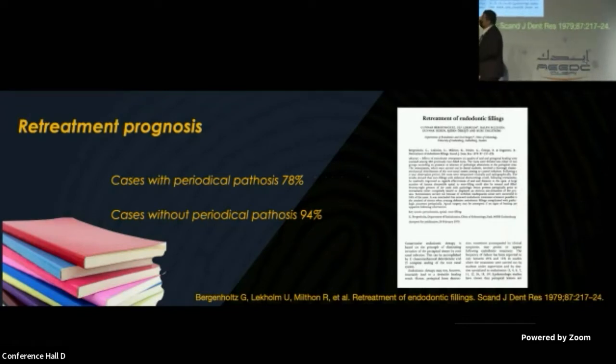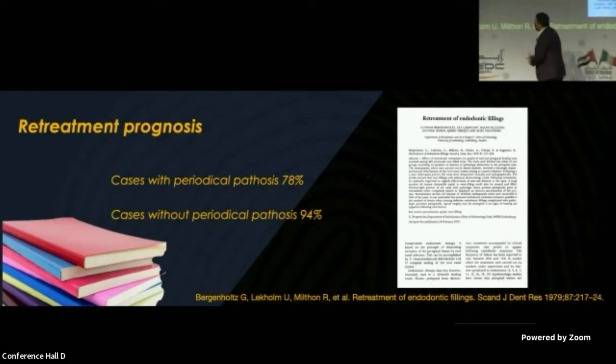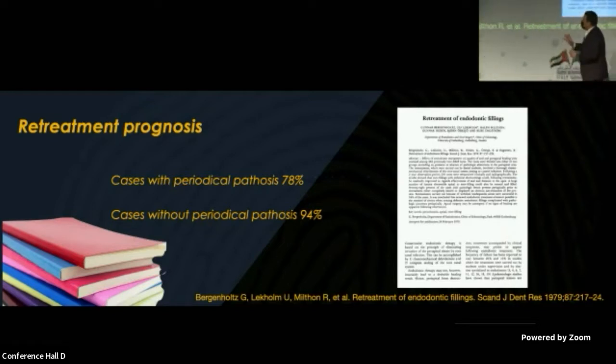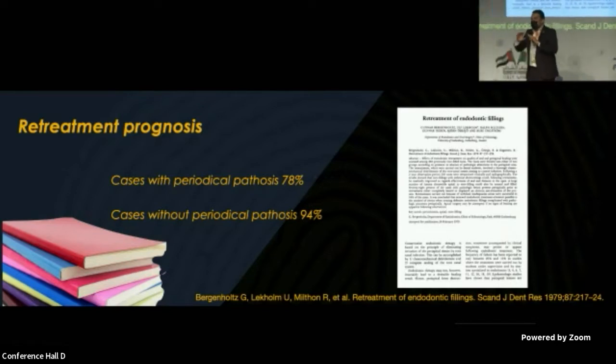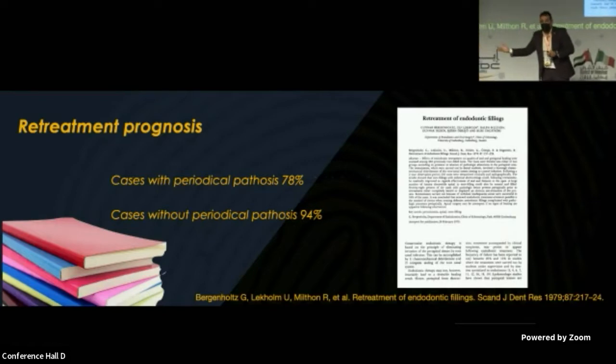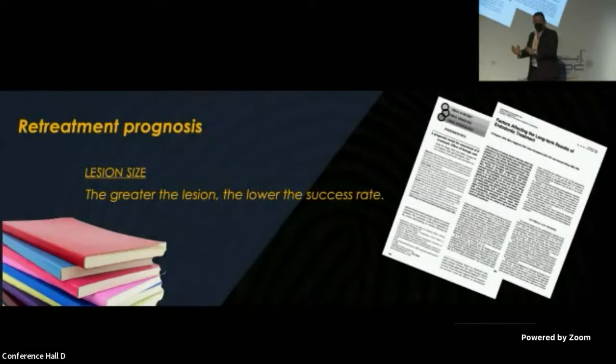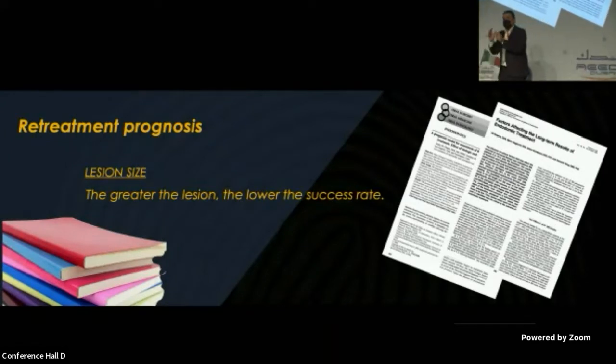So some points about retreatment prognosis. Actually, we know that if the root canal treated tooth has a periapical lesion, the success rate will be lower than if there is no periapical lesion. This is very important. Also, if the size of the lesion is big, the success rate will also be lower, because we have a good prognosis if the size of the lesion is small.